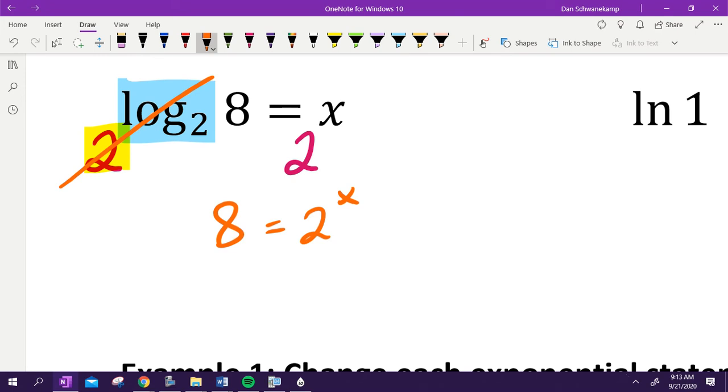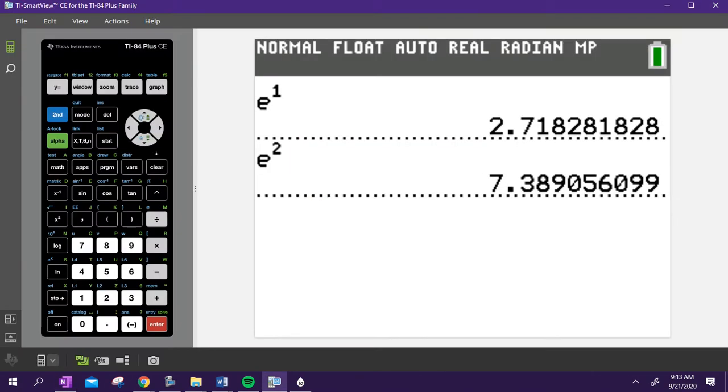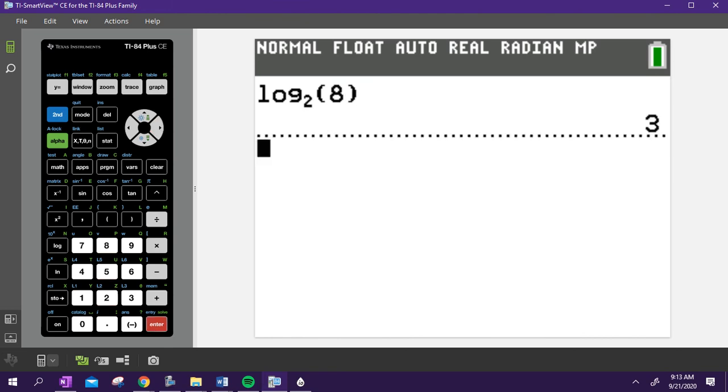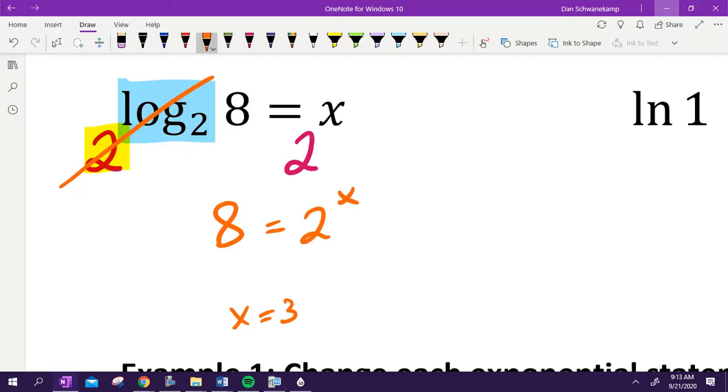2 to what power gets me 8? 3. That is the answer. That is what log base 2 of 8 is. Okay, you can do it in your calculator if you don't believe me. Log base 2 of 8. Oh, yeah, it's 3, just like we just did without a calculator, because you don't need a calculator for that.